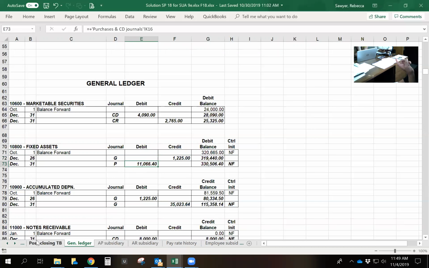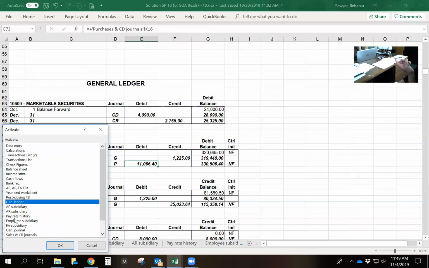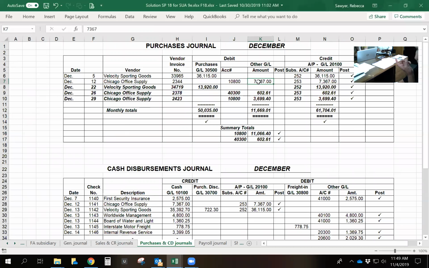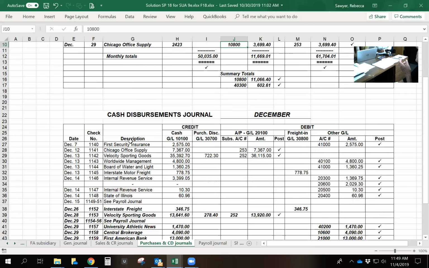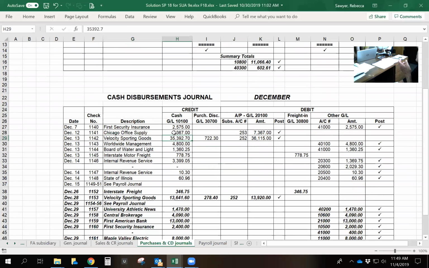If you look in your purchase journal, 7,367 and 3,699.40, those are the two entries to fixed assets. But whether or not they go in the statement of cash flows depends on if you paid for them. So if they went on there, that means you paid cash for them? Yeah, what we're trying to find out is, did we pay for it? Since this happened in December, you look down in your cash disbursements journal for Chicago Office Supplies, because that's who you're buying it from. So 7,367 was a cash disbursement on December 12th.